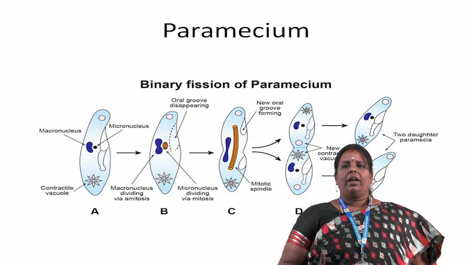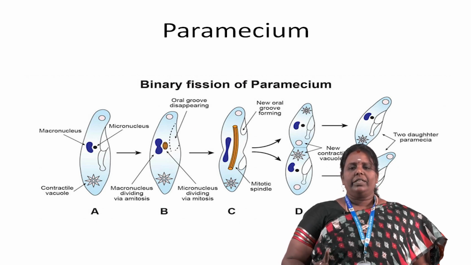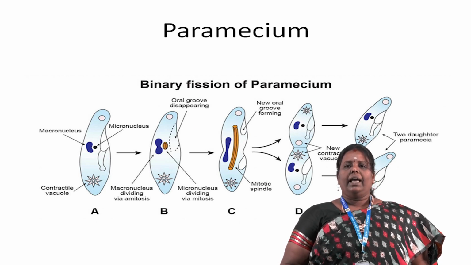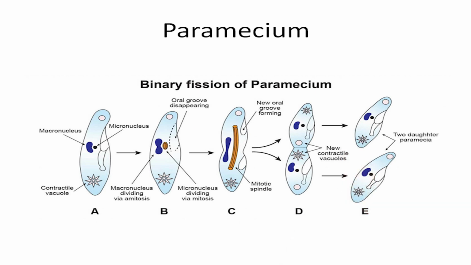In this slide, we have to know about binary fission of Paramecium. This is asexual reproduction, without involvement of the male and the female gametes. This is the external structure of Paramecium.